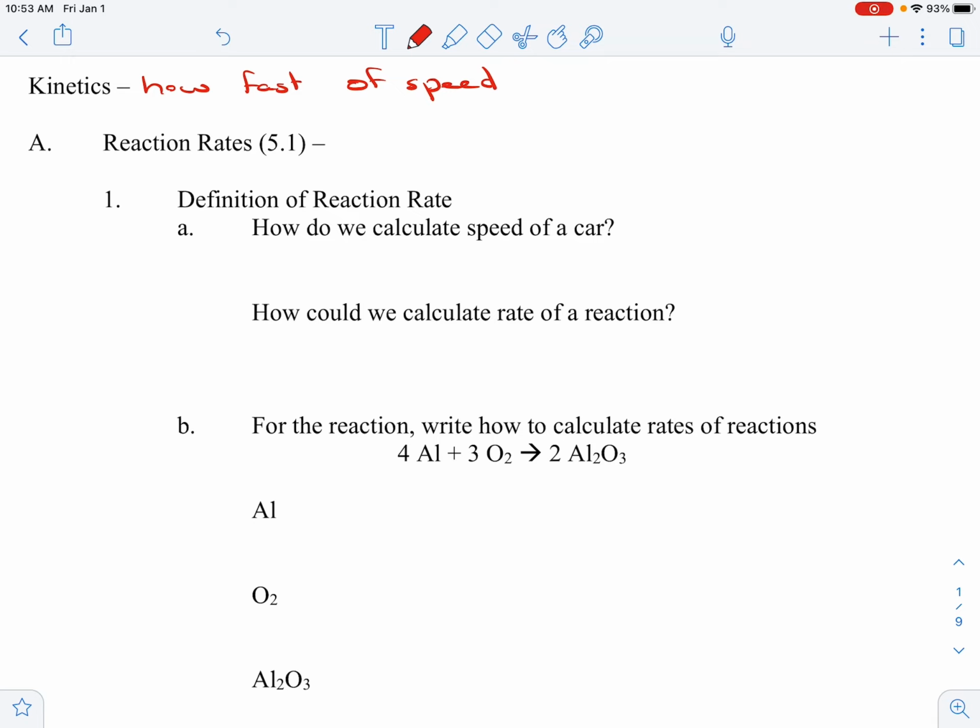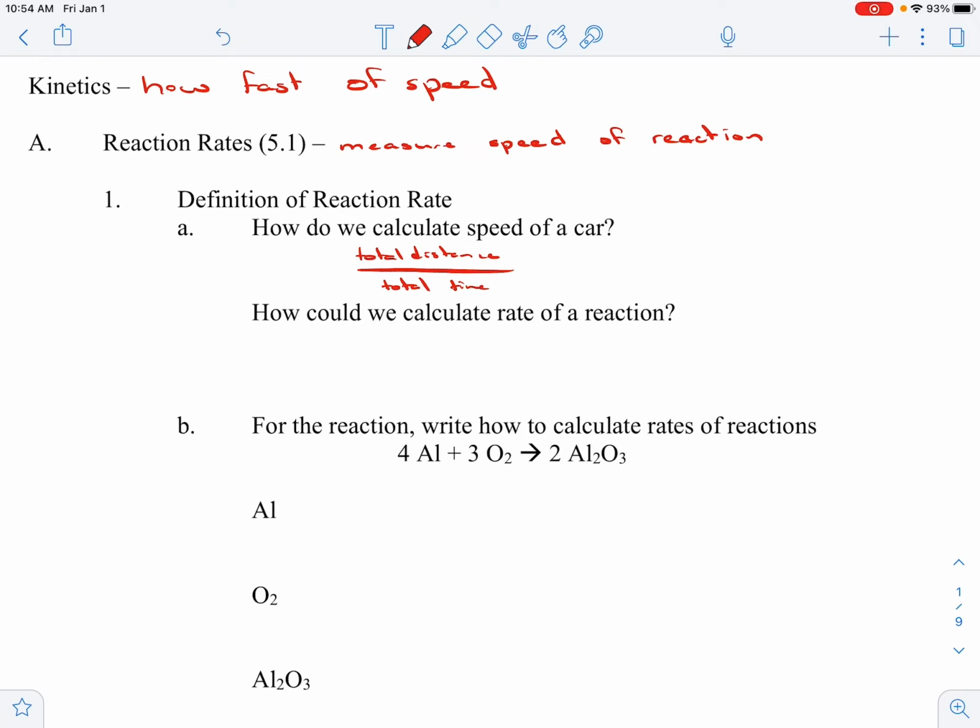Reaction rates are basically measuring the speed of the reaction. All right, so we're talking about how fast the reaction goes. So what is the speed of the reaction? It compares to how we calculate the speed of a car. If I took a trip and I traveled 300 miles and it took me 5 hours, I would have been traveling at an average of 60 miles per hour, right? So as we're driving a car, we take total distance divided by total time. That's how we find the speed of a car. All right.